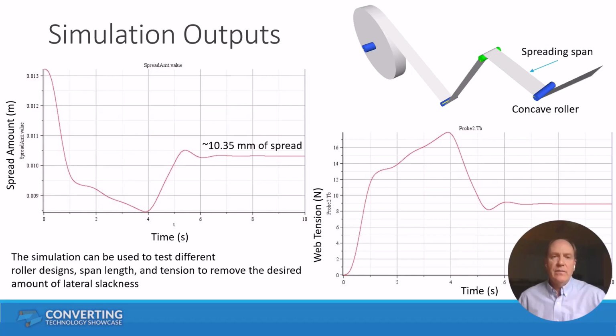We see that the steady state spreading is around 10 millimeters, but it can vary quite widely because this right-hand plot shows how the tension changes as this process starts up. So you can use this simulation to test different roller designs, different span lengths, different web tensions in order to get the desired amount of lateral slackness removal.